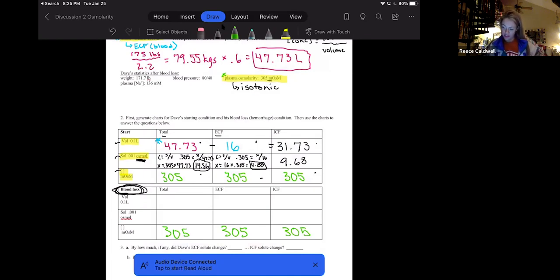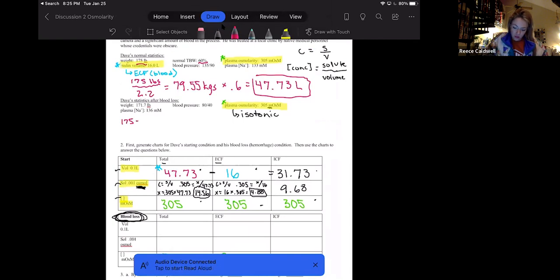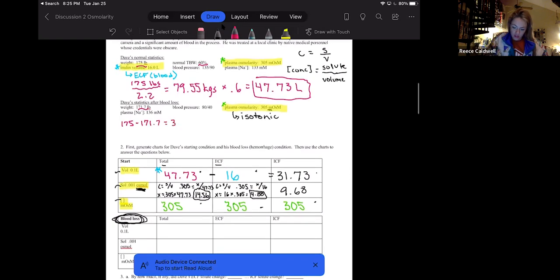Now we are not given his inulin volume post blood loss, so we're going to solve for it, and we're also going to solve for his new total body volume. So let's take some steps to do so. The first step is figuring out how much his weight changed. So we're going to take that original 175 pounds, subtract the new weight, 171.7 pounds, which is going to give us 3.3 pounds. When we divide that by 2.2 to get into kilograms, what we get is 1.5 kilograms.